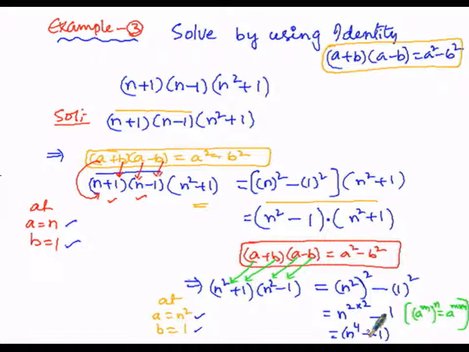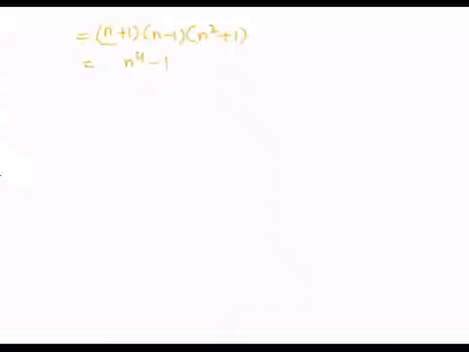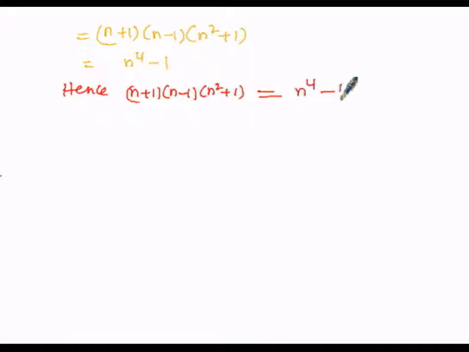So, here (n plus 1) into (n minus 1) into (n square plus 1) is equal to n to the power of 4 minus 1 as per the result. So, here the product of three expressions (n plus 1) into (n minus 1) into (n square plus 1), the value is n to the power of 4 minus 1. So this is the result which we got by multiplying the three expressions.